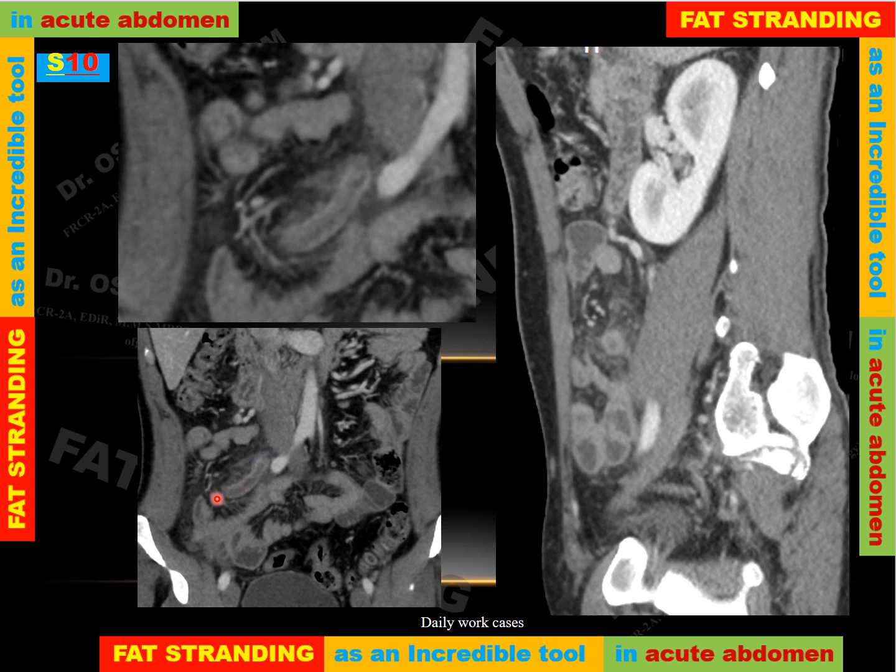As we see here, there is dilatation of the appendix of more than 7 millimeters. There are enhancing thick walls and periappendicular fat stranding. As we see in the magnified image here, there is also dilatation of the appendix, and this sagittal reformat image shows the appendix surrounded by fat stranding. So this was a case of acute appendicitis.